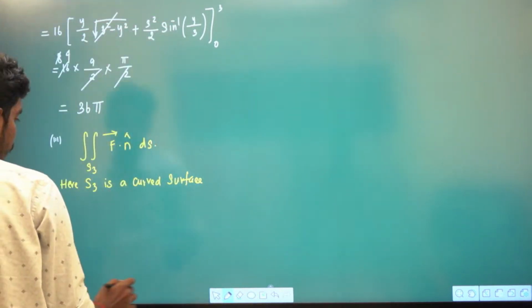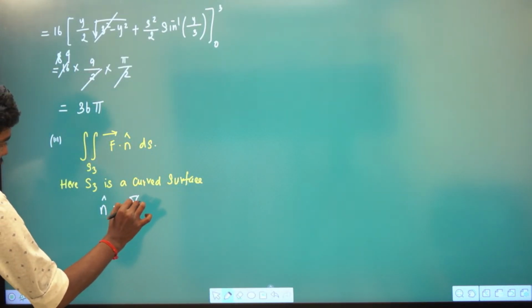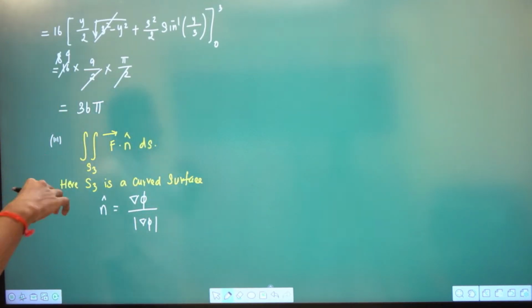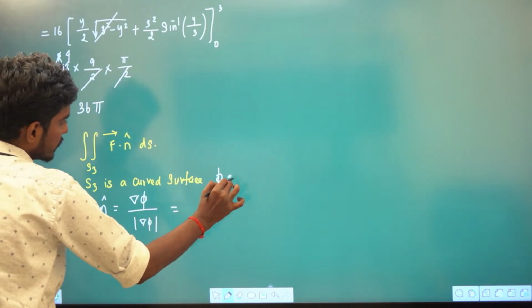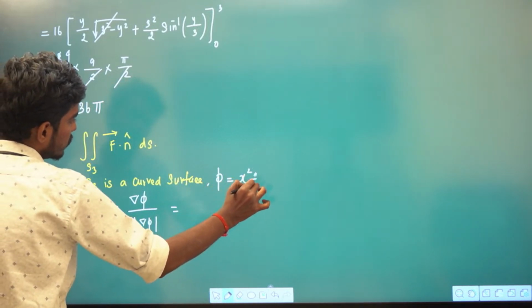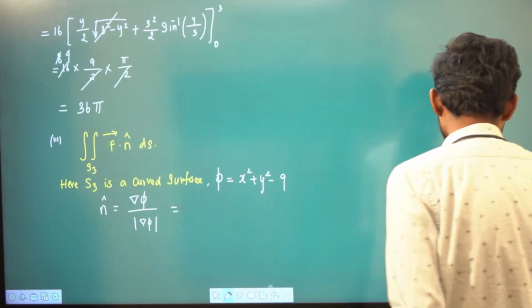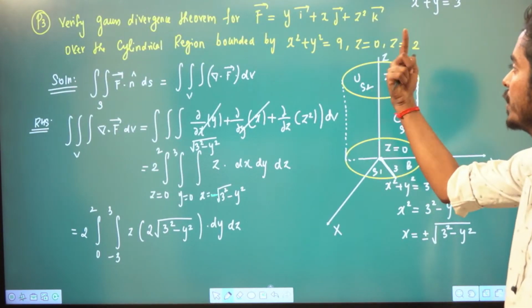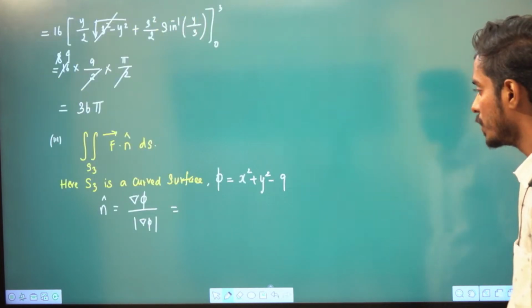If that happens, n cap formula is del phi by modulus of del phi. This formula is used there also, but we are doing it directly. N cap is del phi by modulus of del phi, where phi is the surface which is given, which is x square plus y square minus 9, right? What is the surface? Bottom surface. X square plus y square minus 9. That is the surface. Z is 0 to 2. You just take phi to be the surface.